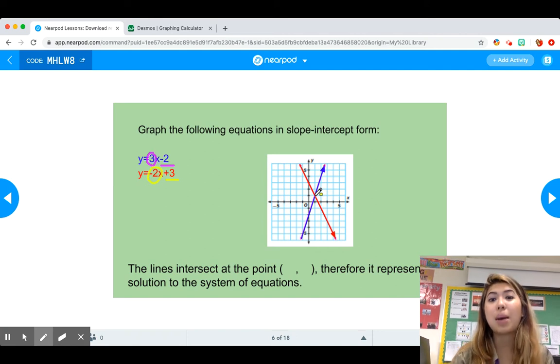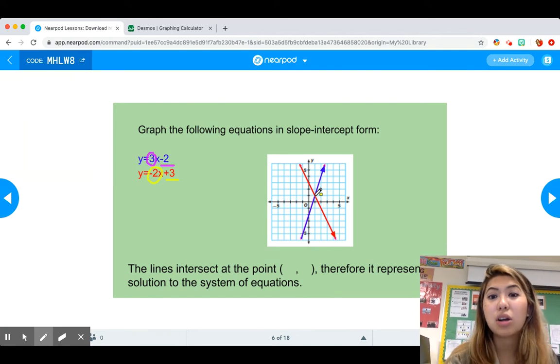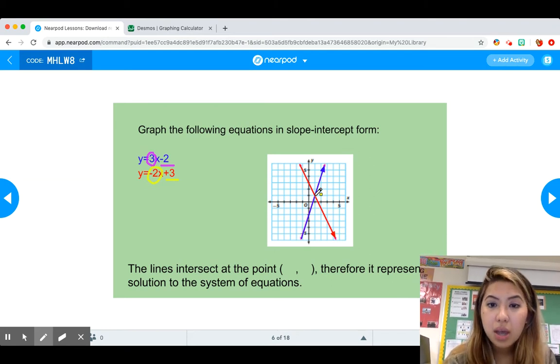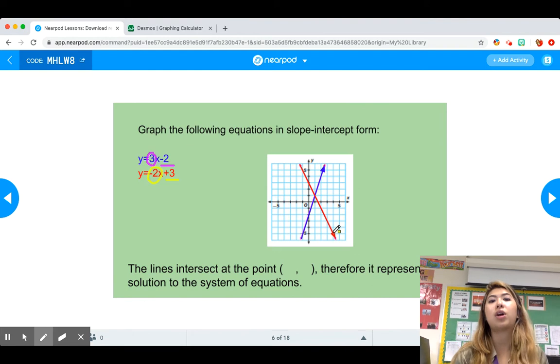And as you can see, that point right here is going to be our solution because it's our intersection of the two lines. It's where the two lines meet or cross over each other. We're still going down 2 units, 1 to the right, 2 units, 1 to the right, 2 units, 1 to the right, just to confirm that that red line is correctly graphed and that it is y is equal to negative 2x plus 3.